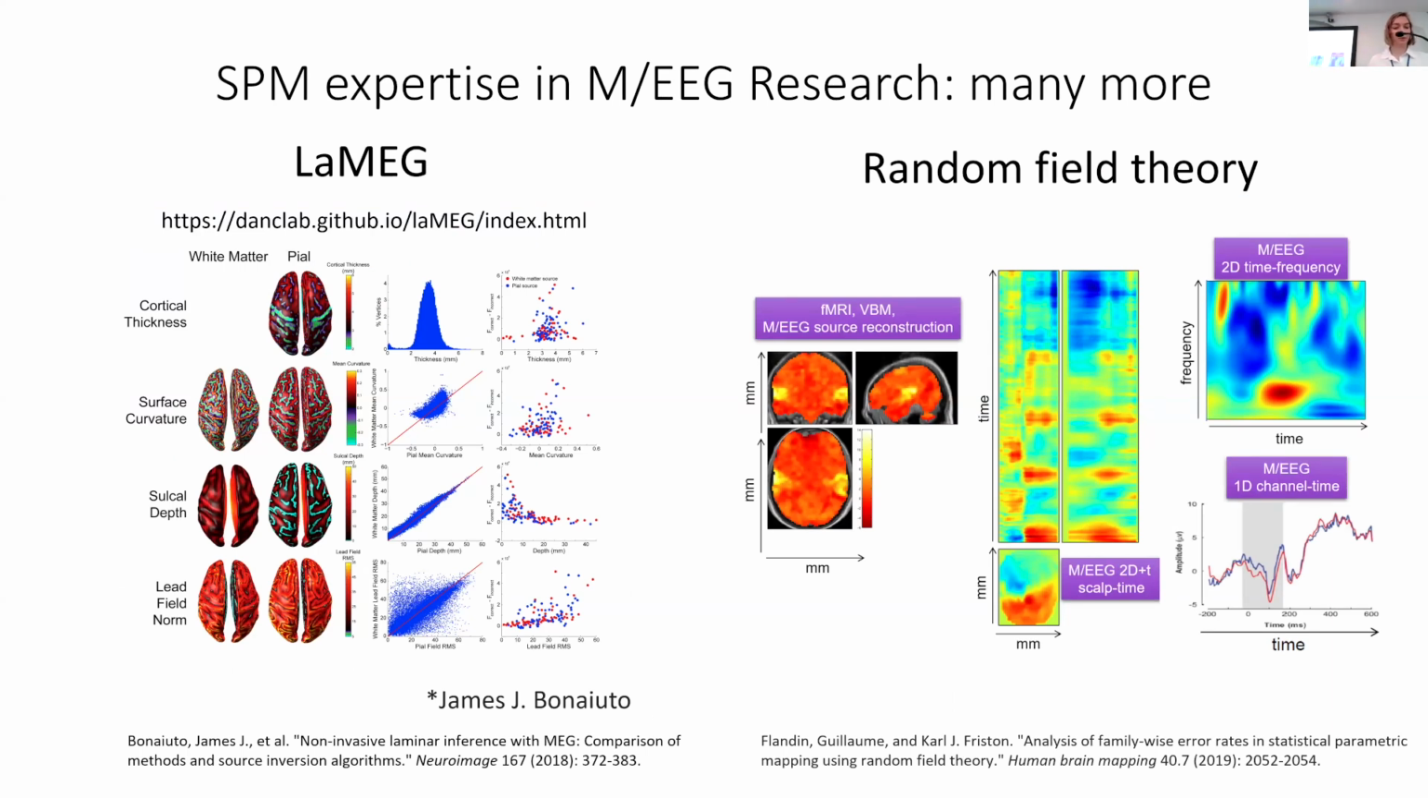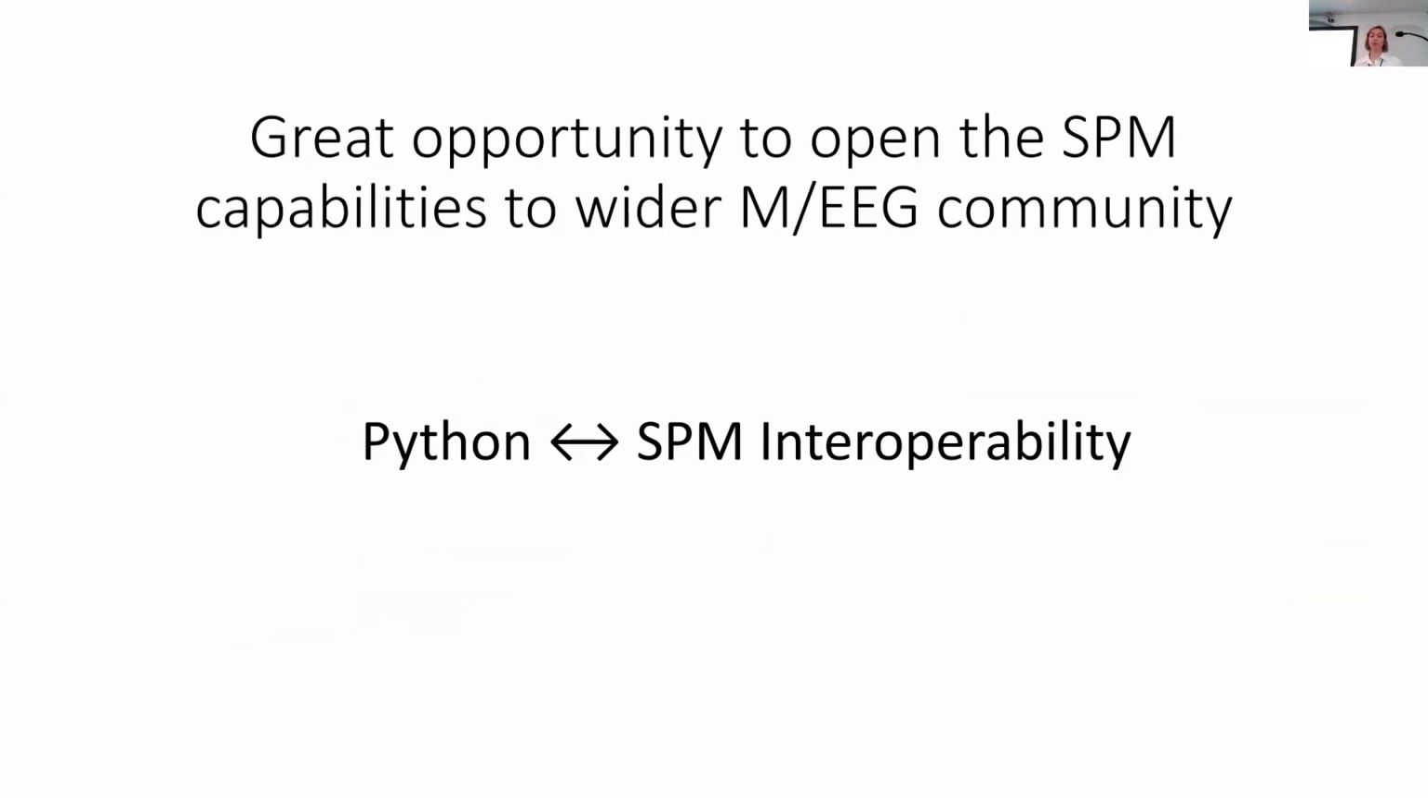For example, laminar MEG, which will be presented a bit later by Jimmy, and random field theory, which is very useful for really complicated OPM and MEG experimental designs that break the exchangeability criteria. So I think there is a great opportunity to open SPM expertise and capabilities to a wider MEG and EEG community if SPM would be available in Python.